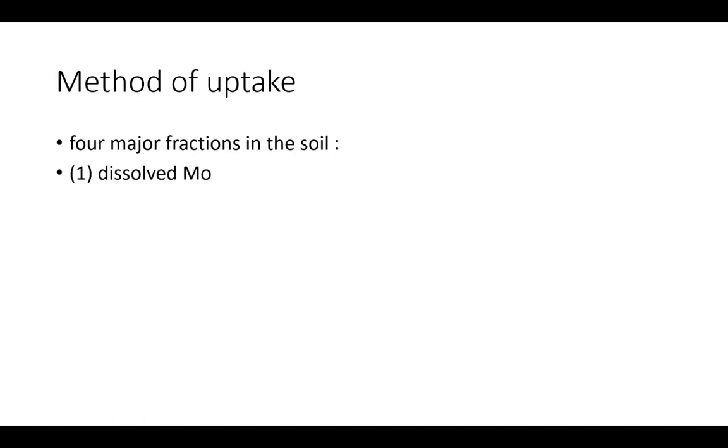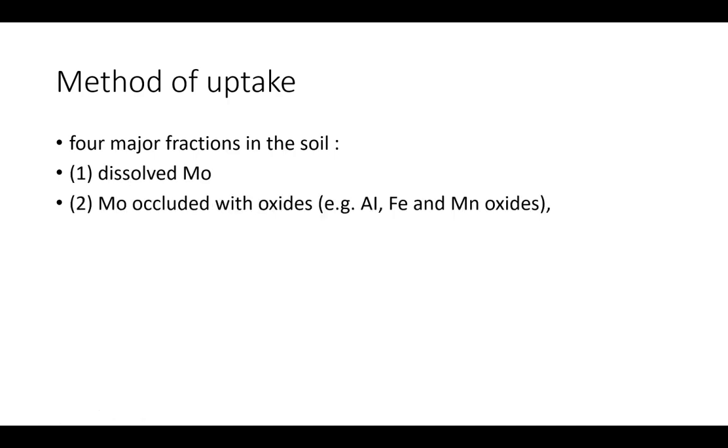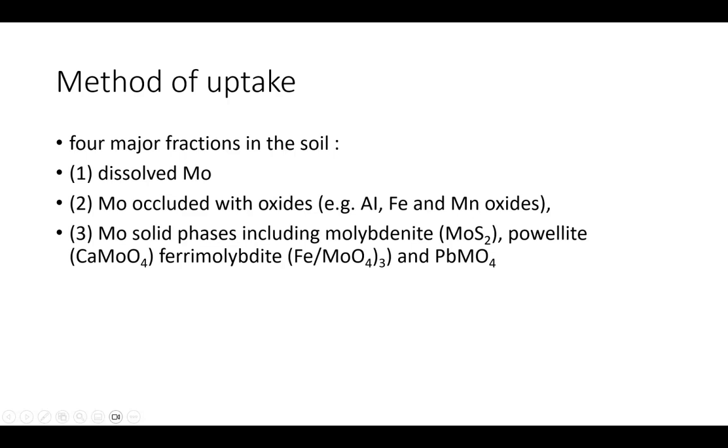Method of uptake. There are 4 major fractions of molybdenum in the soil. There is dissolved molybdenum, molybdenum included with oxides such as aluminum, iron, and manganese, in a molybdenum solid phase which includes molybdite, powellite, ferrimolybdite, or as lead molybdate. These are all solid phases, which means they are not readily soluble.